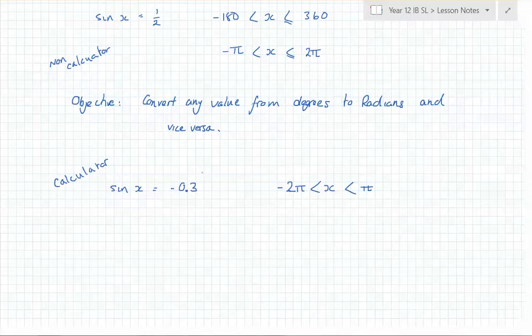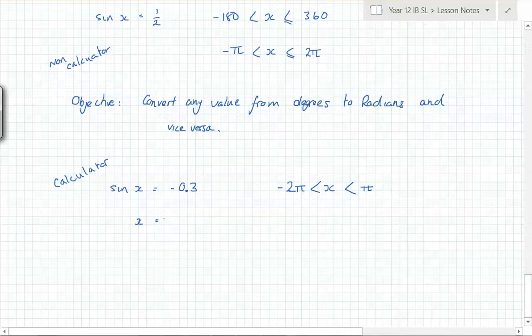How do you work out what x will be? So the inverse sine of minus 0.3. On your calculator, do that for me and tell me the answer. X equals negative 17.46.